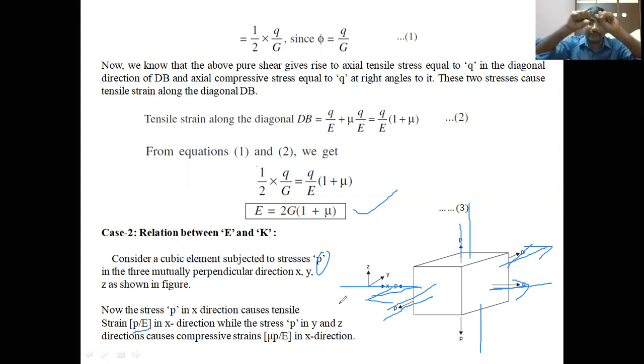Like that, if you apply a tensile load in one direction, the dimension in the other direction decreases. If we apply a compressive load in one direction, the dimension will increase in the other direction. In the lateral direction, the dimensions increase or decrease due to the load applied in one direction.